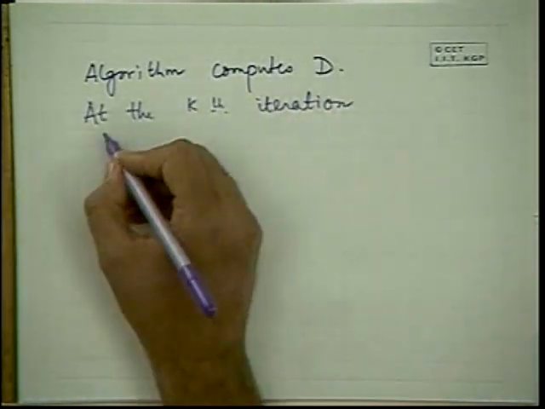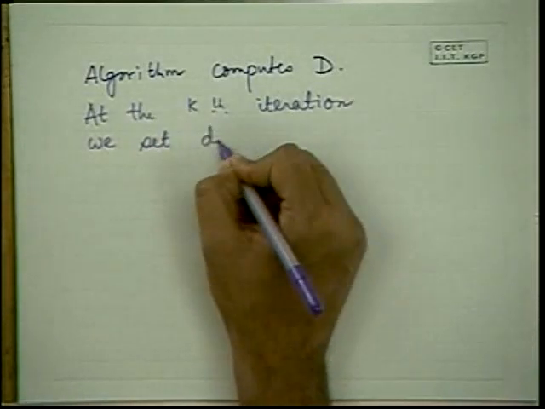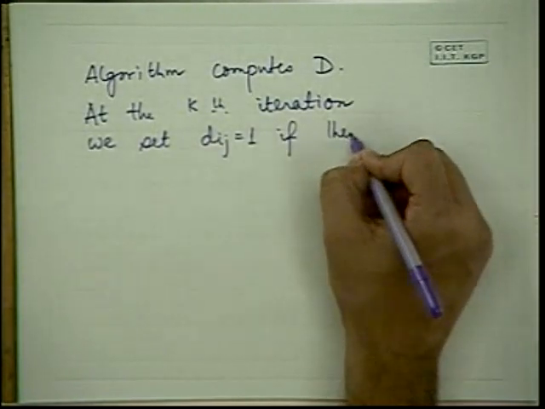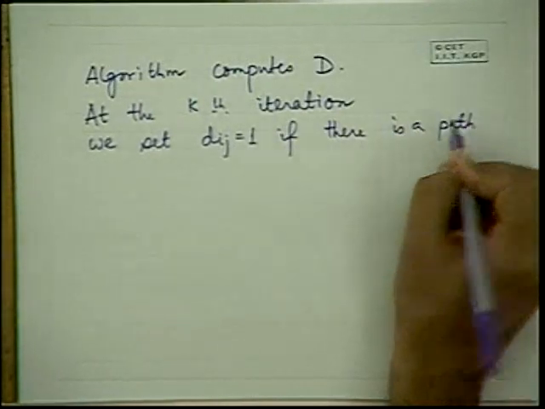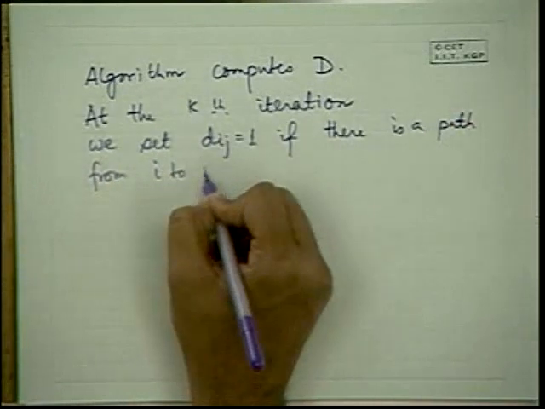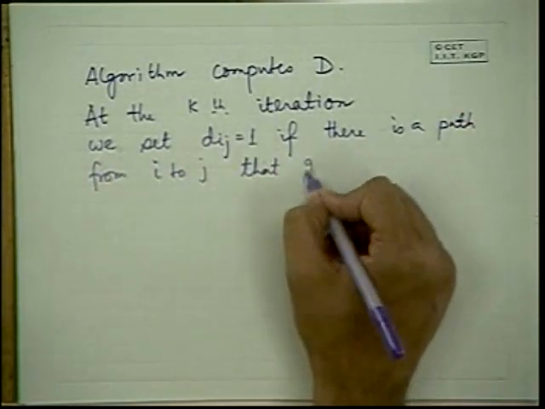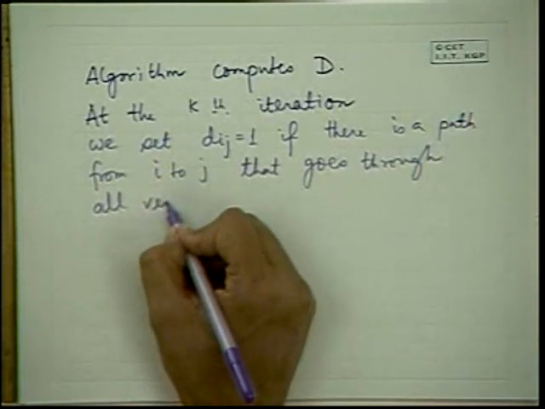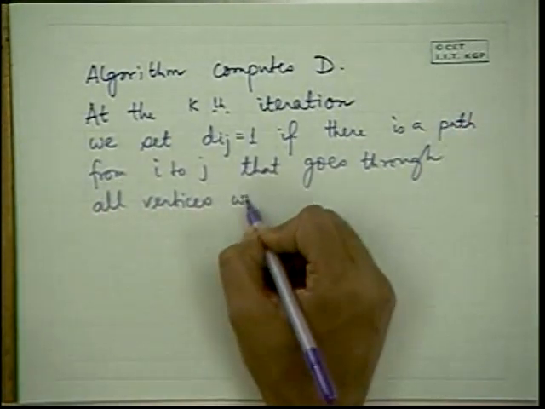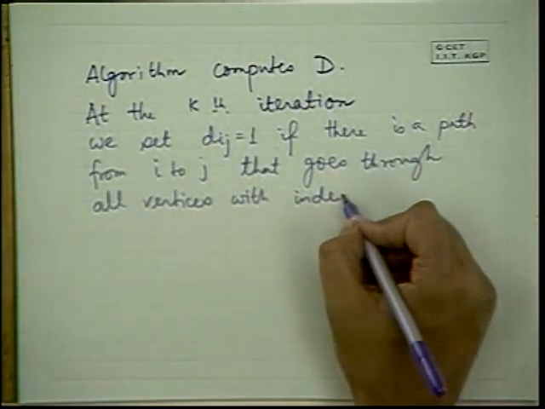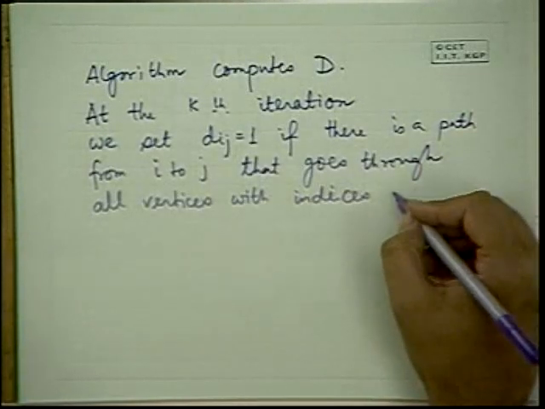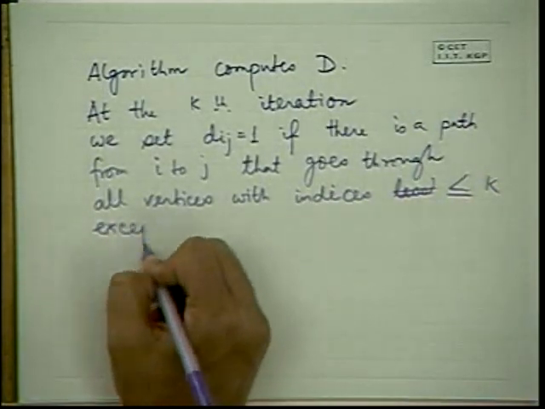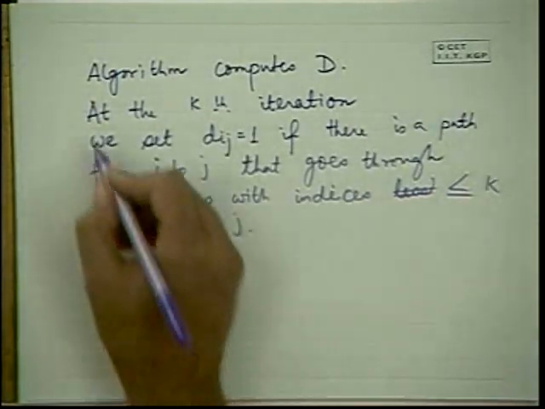At the kth iteration of the algorithm, we set Dij equal to 1 for any i, j if there is a path from i to j that goes through all vertices with indices less than or equal to k, except the two endpoints i and j. So this is the invariant of the algorithm.